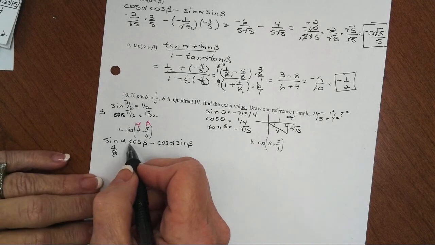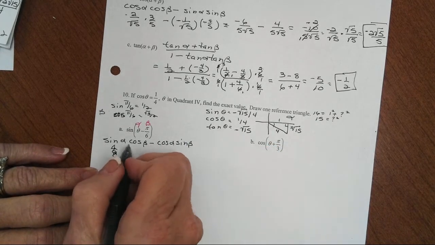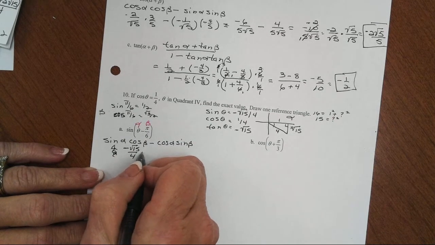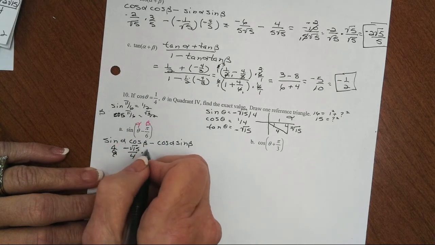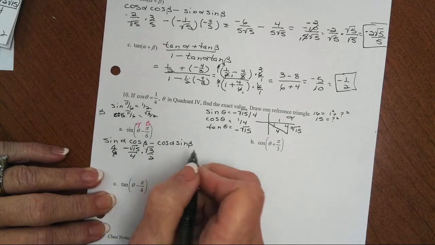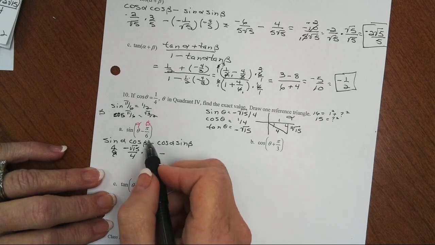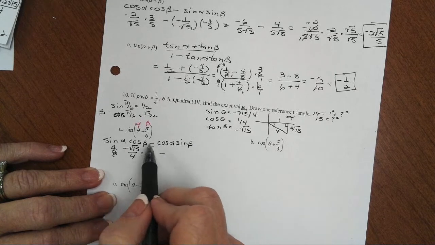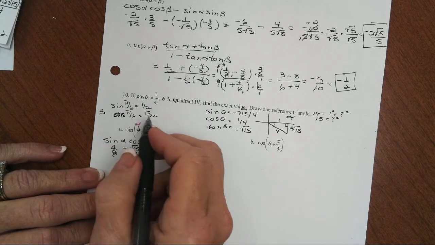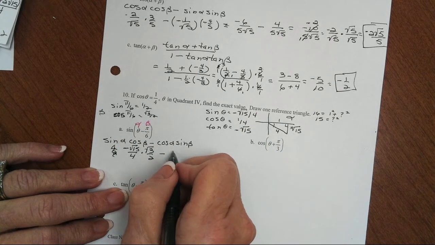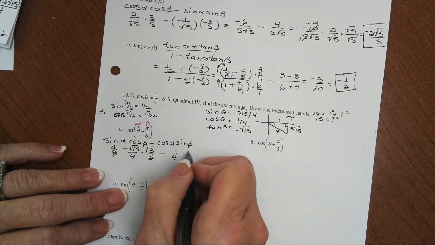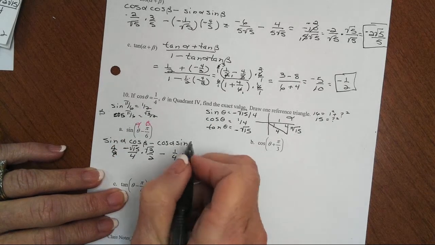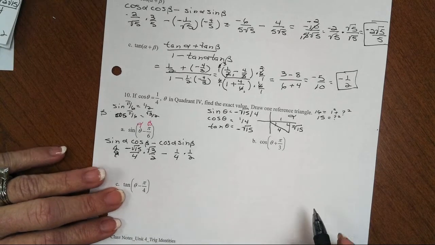So sine alpha is negative square root of 15 over 4, times cosine beta, which is square root of 3 over 2. You can just fill in pi over 6 instead of beta, and here you could just put in theta. It's okay. Then the cosine of alpha, 1/4, times the sine of beta, which is 1/2. Okay, and then we multiply.